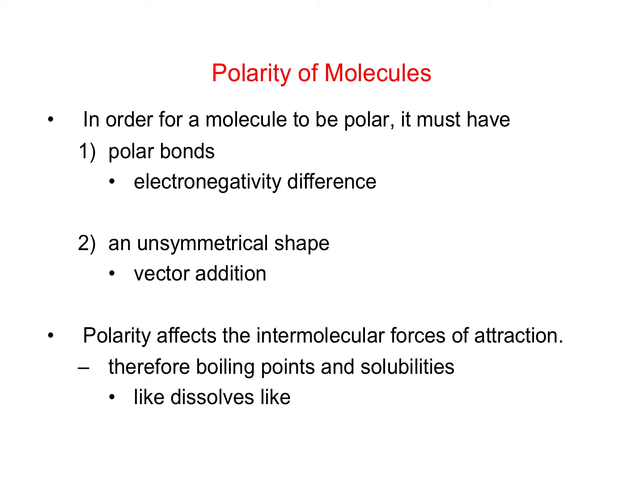Alright, and so in order for a molecule to be polar, we must satisfy two criteria. It must have polar bonds, right? So the electronegativity difference between any two atoms that are actually connected to each other has to be bigger than 0.4. And then the molecule has to be asymmetrical or unsymmetrical. If it's perfectly symmetrical, then those electronegativity differences are just going to cancel out.